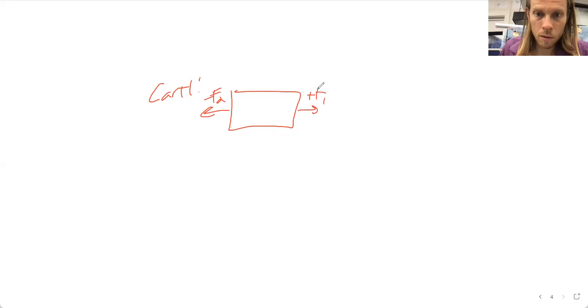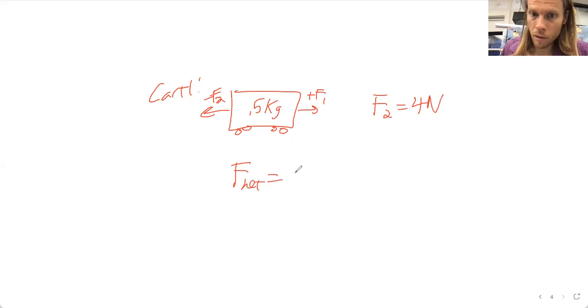So back to cart 1. Cart 1 had negative F2, positive F1. Mass of 0.5 kilograms. Right, F net equals MA. F2 was what, 4 newtons? In this case, it's to the left, so it'll be negative. F net equals F1 minus F2. Separately, F net equals MA, 0.5 times 4.